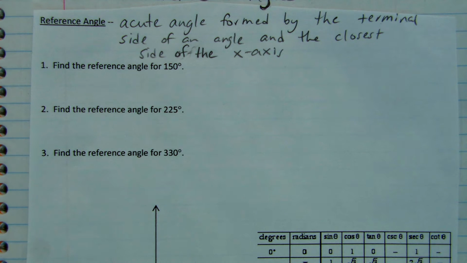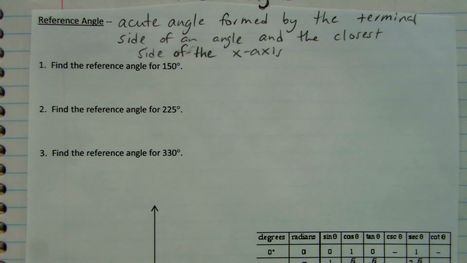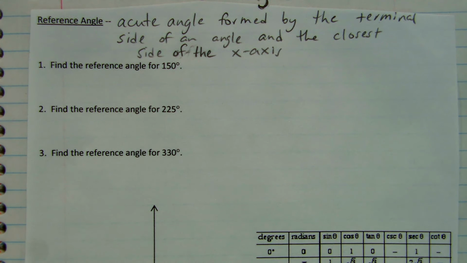Of the x-axis. Okay, and so we'll draw some little pictures to explain this, and then I'll give you guys a little formula that'll make it easier, and this won't take very long. So it's the acute angle formed by the terminal side of an angle, graphed in standard position, and the closest side of the x-axis. So the idea is if we learn things for reference angles, then we don't have to memorize the whole unit circle or have a whole bunch of things to remember.